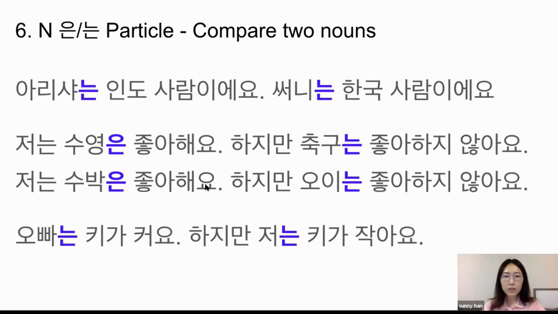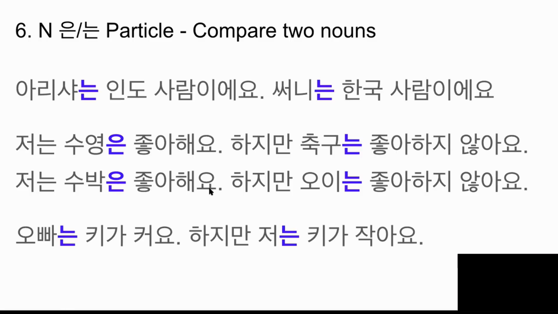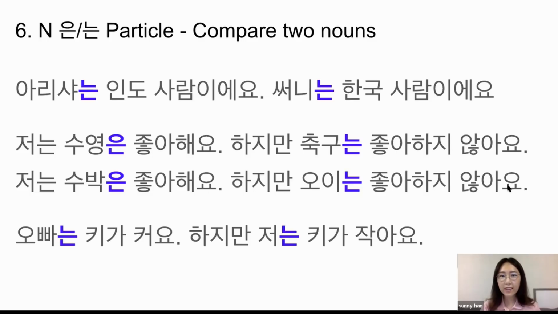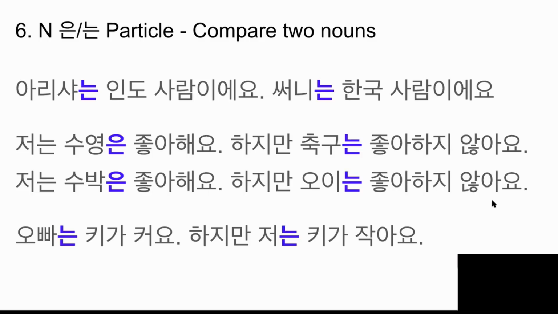수박, watermelon, 좋아하다, like. 하지만, but, 오이, cucumber, 좋아하지 않아요, don't like. So, 저는 수박은 좋아해요. 저는 수박은 좋아해요. 하지만 오이는 좋아하지 않아요. 하지만 오이는 좋아하지 않아요. Good.